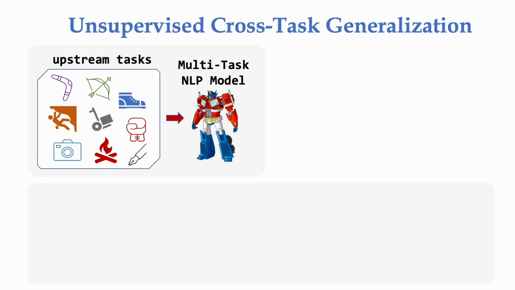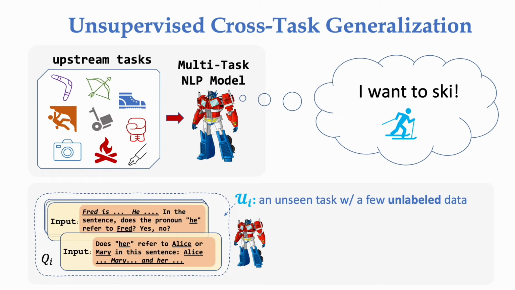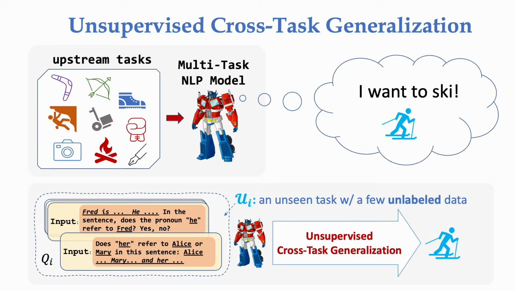So let's formulate the problem of unsupervised cross-task generalization here. Given a multitask NLP model, we want to make this model perform a new task which is never seen before. We consider a situation where we have a few unlabeled examples, which we call query examples. In this unseen task UI, we have a set of unlabeled query examples QI. For these query examples, we only have their input text, but not the outputs at all. And we want to update the upstream model so that it can generalize to this new task.